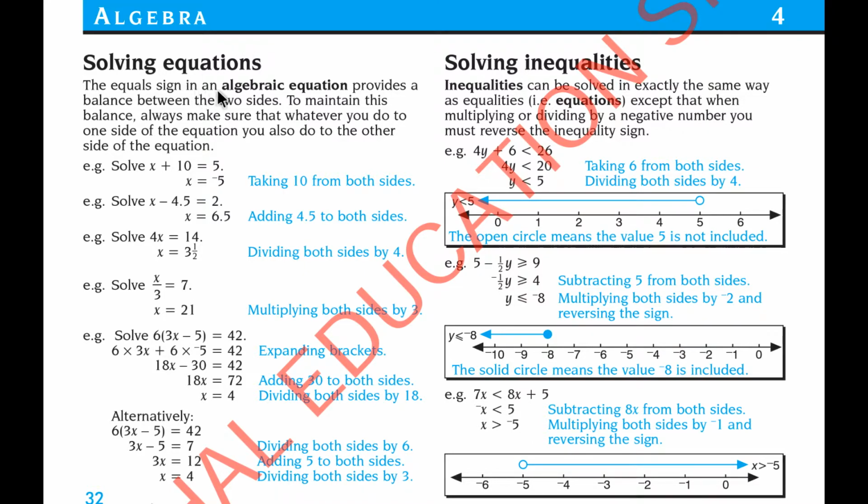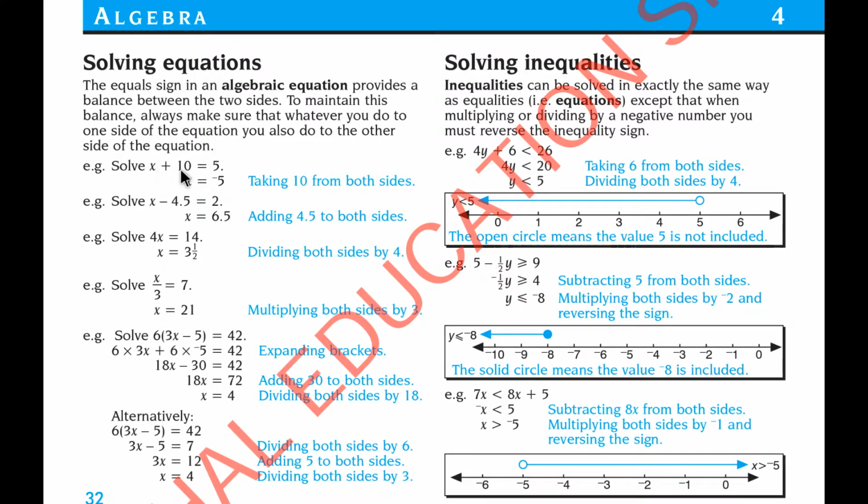The equal sign in an algebraic equation provides a balance between the two sides. To maintain this balance, always make sure that whatever you do to one side of the equation, you also do to the other side too. If you add something to the left hand side, you need to add the same to the right hand side. If you subtract some amount from the left hand side, you need to subtract the same amount from the right hand side. If you multiply the left hand side by a certain number, the right hand side also needs to be multiplied by the same amount.